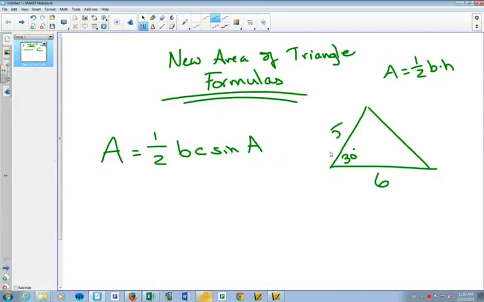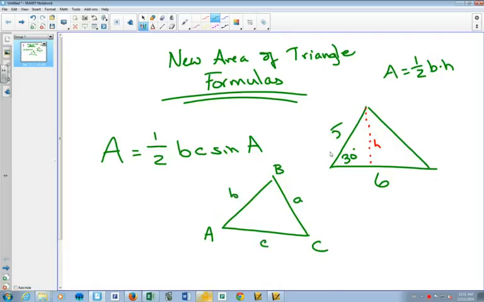That's not to say that using our old way of drawing the height and figuring it out with a squared plus b squared equals c squared or SOHCAHTOA is a bad thing. But what we can do is make a new formula so we don't have to take that extra step. And the idea is basically like this. So if you had a triangle like this one, and instead of BC sine A. So this would be little a, this would be little b, this would be little c.